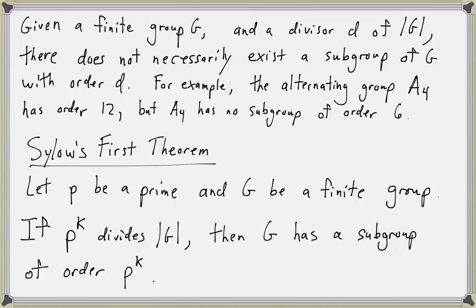So again, this is a partial converse of Lagrange's theorem. If we have a prime power divisor of the order of a group, then it is true that G has a subgroup of that order. But as the counterexample above shows, 6 is not a prime power, and that's why it's possible for A4 to have no subgroup of order 6, and that doesn't contradict Sylow's first theorem. So let's look at another example to illustrate what Sylow's first theorem is telling us.